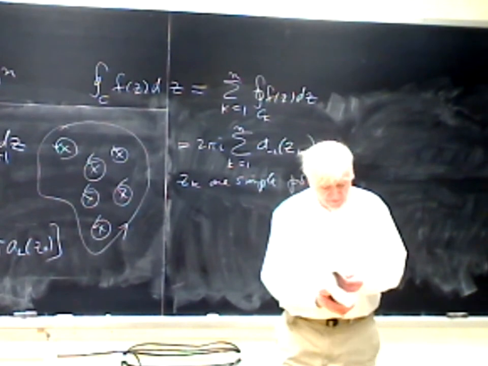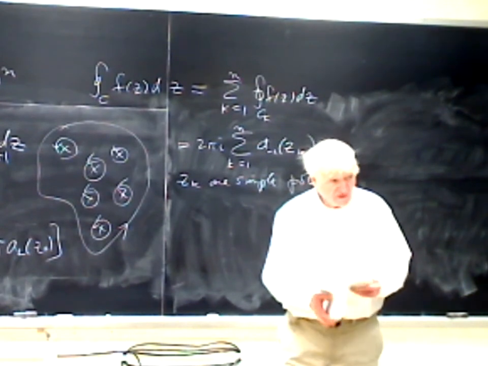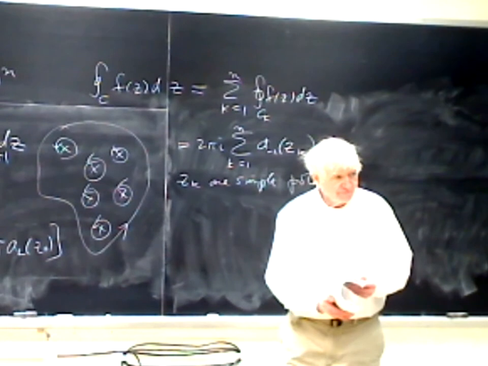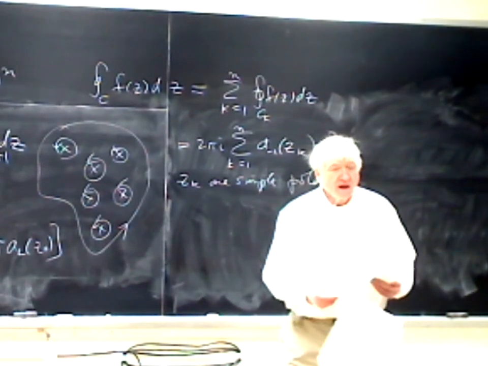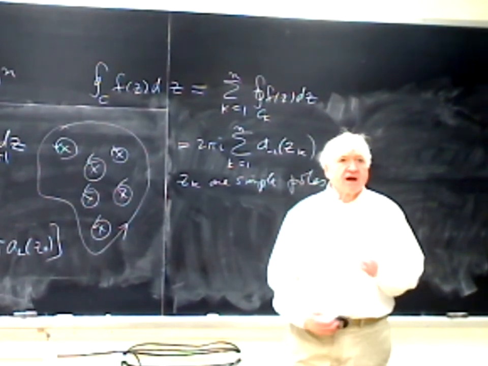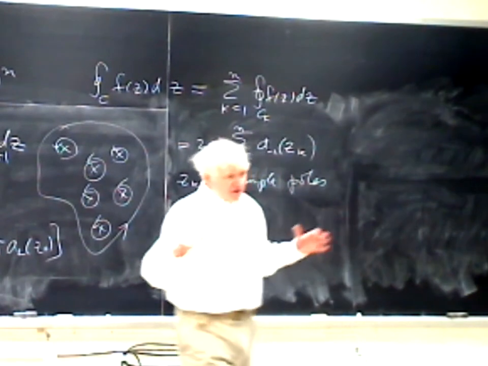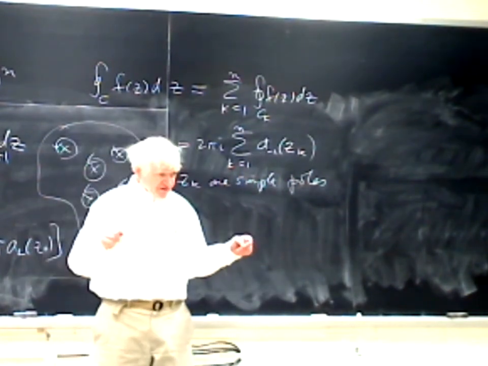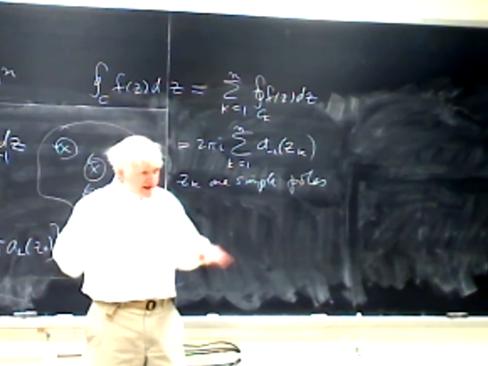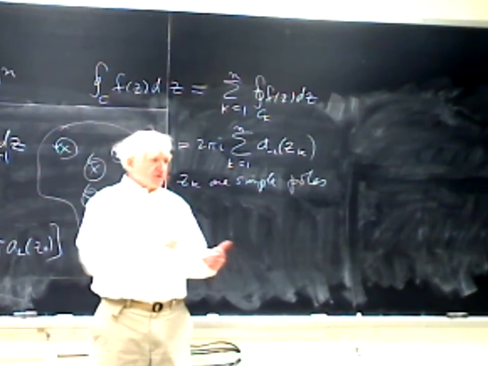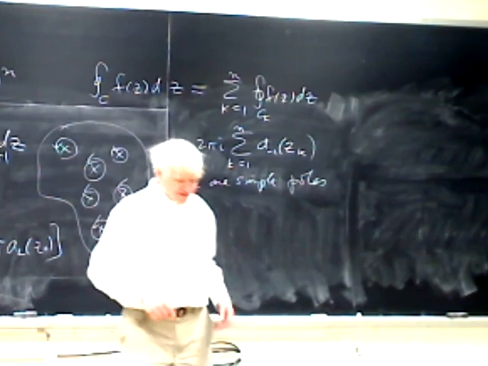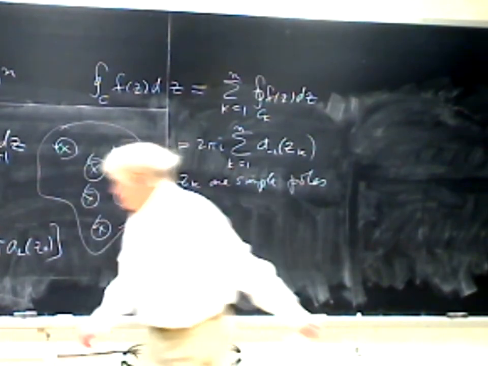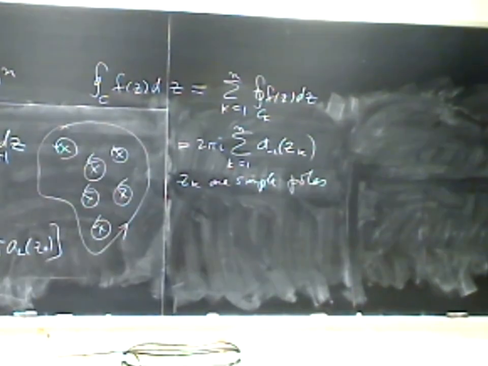When you say simple poles, do you mean just 1 over z minus z naught, or could it be a polynomial as well? Well, if it's 1 over a polynomial, and the roots are all different, then you have simple poles at different places. And then you could use this technique that I'm about to show. All right, let me get to that point.